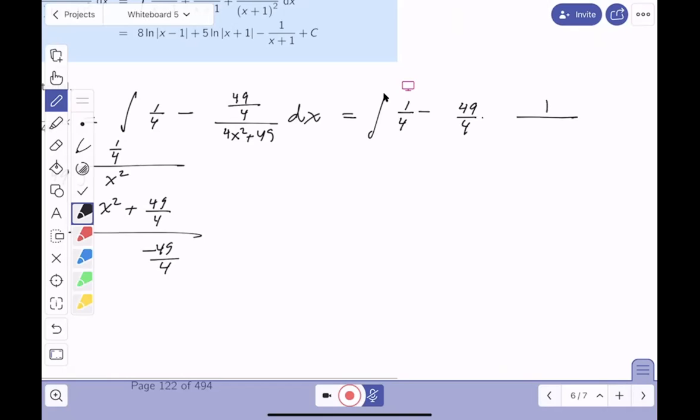I'm going to factor a 4 out from the bottom, which sometimes really sounds crazy to do. And what do you get? You get 4. What do you get there? You know what? I'm going to factor out a 49 instead. And what do you get? It's going to be tough. 4x squared over 49 plus 1 dx.